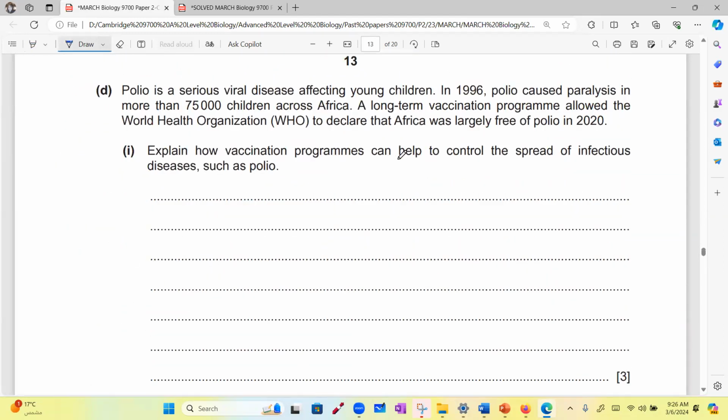Explain how vaccination programs can help to control the spread of infectious diseases. Okay. What?